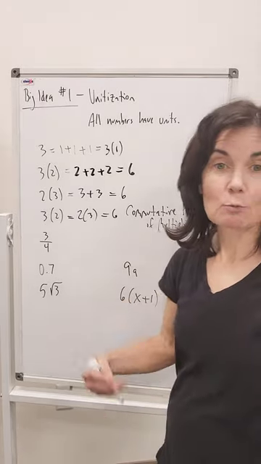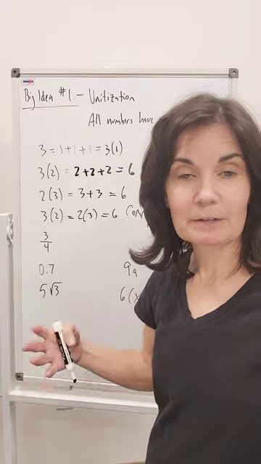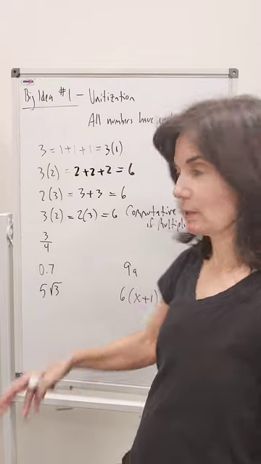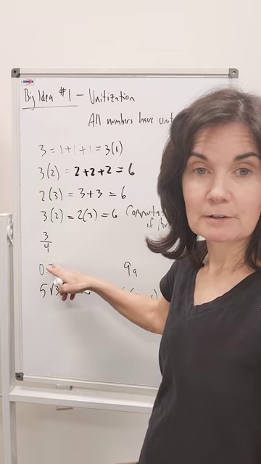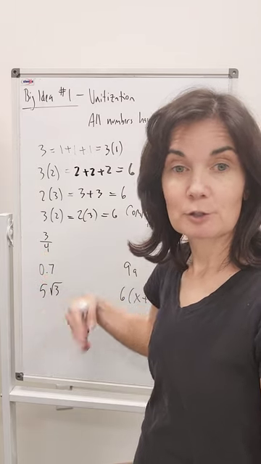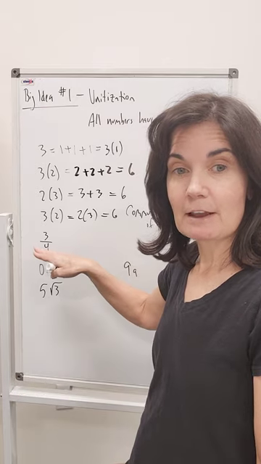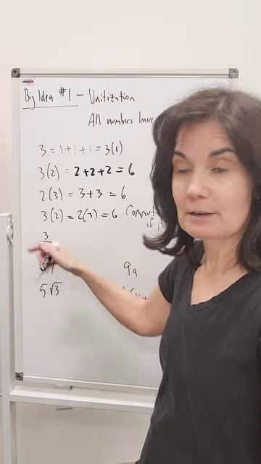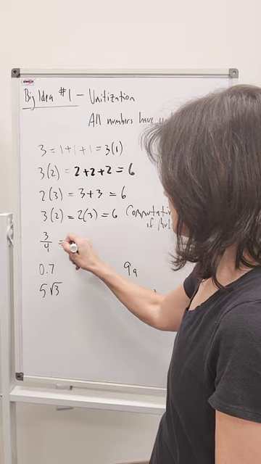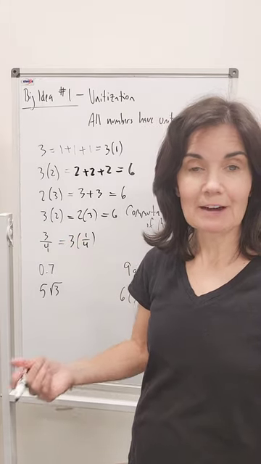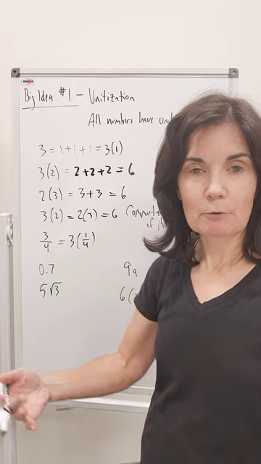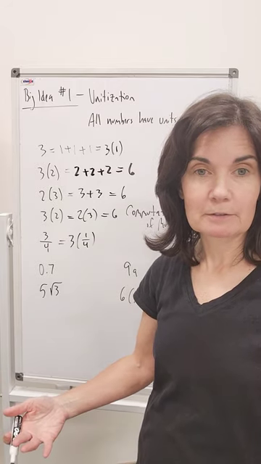Okay, next one. Again, we're looking at these values in terms of counts. What are they counting? How many do we have? 3 divided by 4. 3/4. Do you hear the count? We're counting fourths and we have three of them. And we can even write this as 3 times 1/4 to kind of highlight that we're counting fourths or we're counting 1/4.